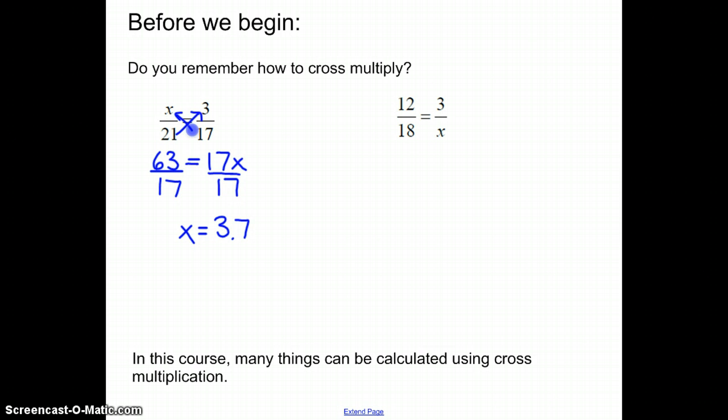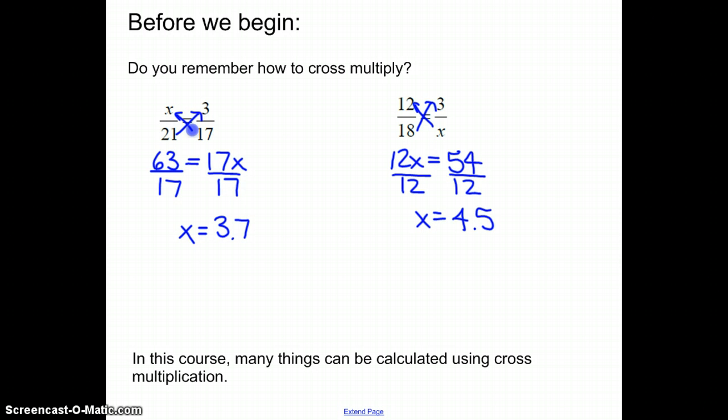Okay, so the next one, try it on your own first, and then you can follow along. So again, we multiply across, so we're going to get 12x equals 3 times 18, which is 54. Divide both sides by 12 to get x by itself. So x ends up being equal to 4.5.